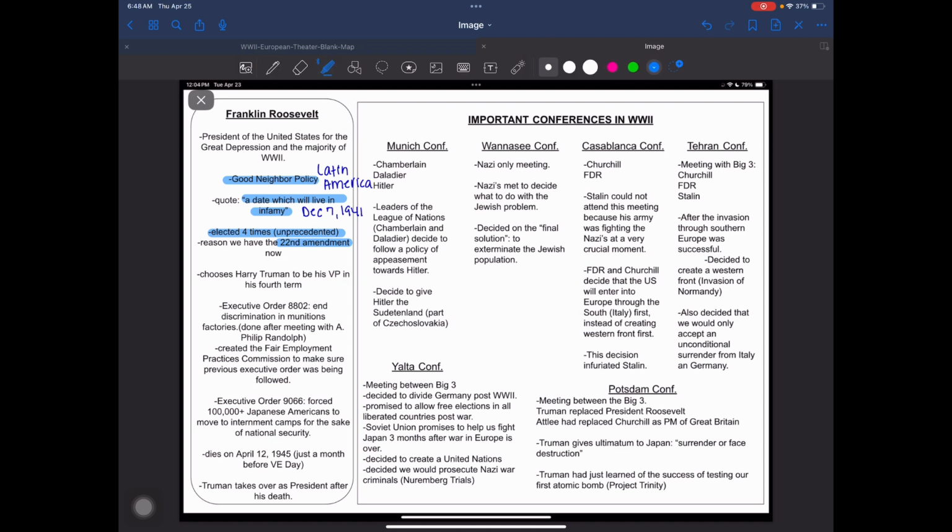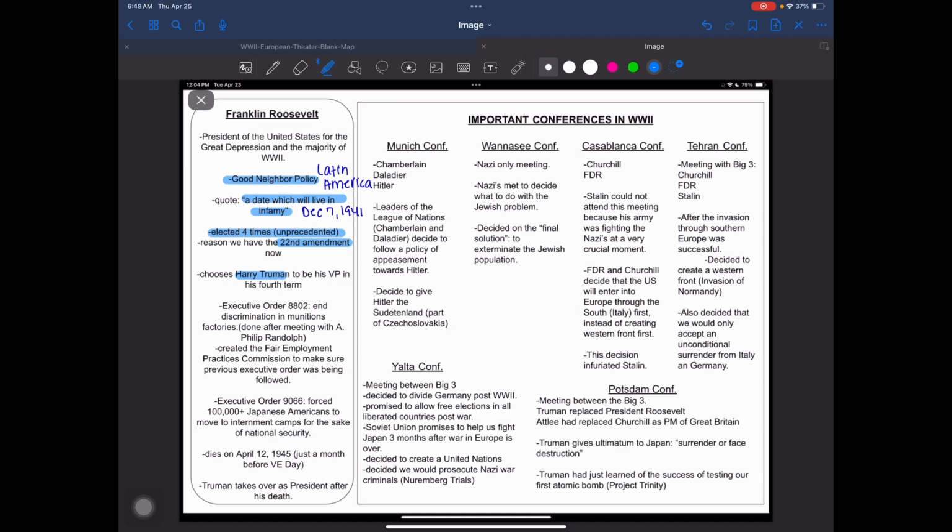1941. He is going to choose Harry Truman to be his vice president throughout his 4th term, and that is going to result in, since FDR passes away in his 4th term, Harry Truman stepping into the presidency and seeing us through the end of World War II.